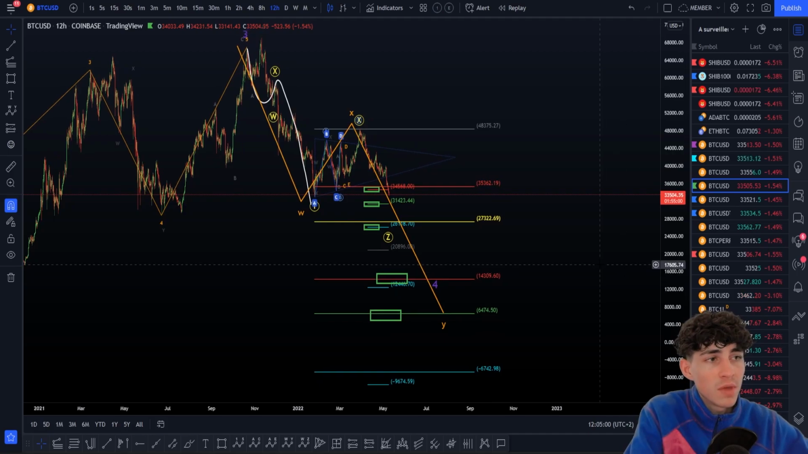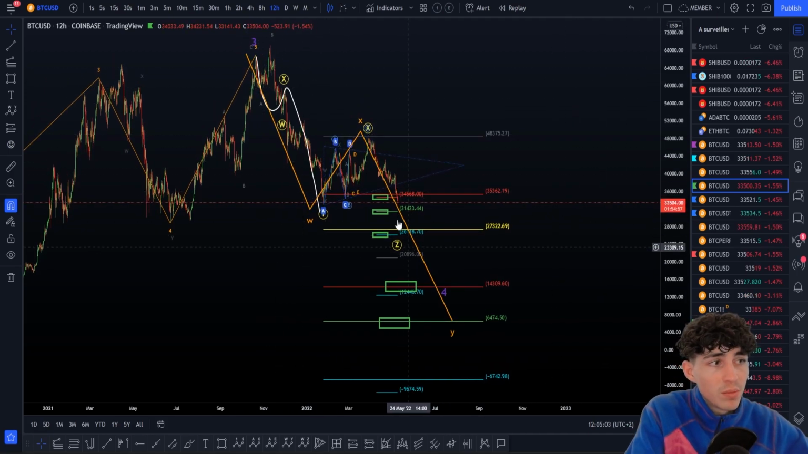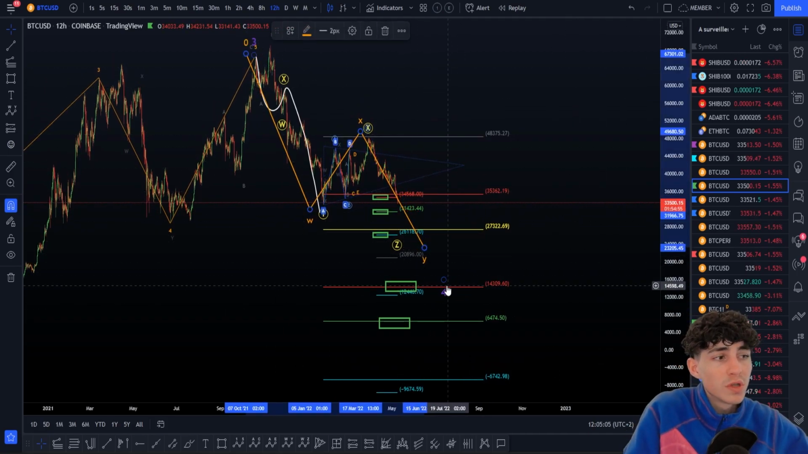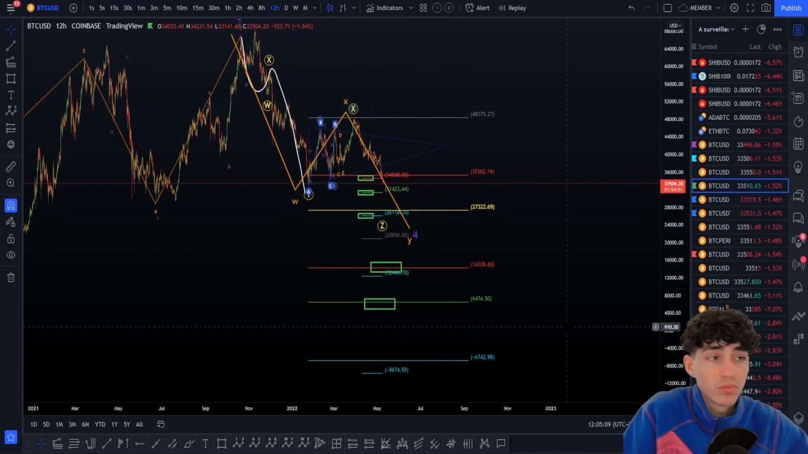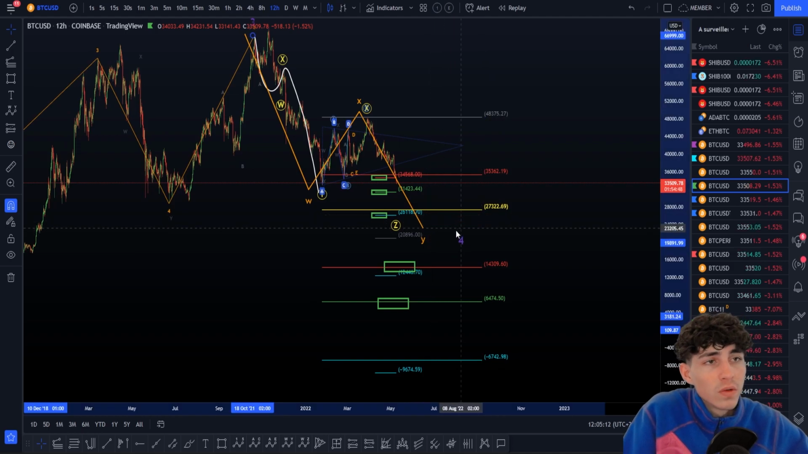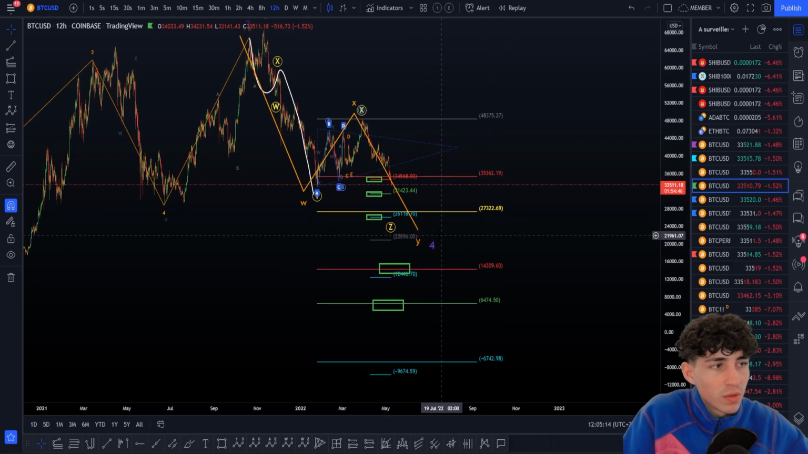Now, which one is my main scenario? This is a possibility, but because we should be in a wave 4 normally, this will make a bit more sense. Now if we have to accept we were in a wave 2, we could just put a wave 2 here, okay. But now it looks a bit more logical normally with a wave count to be in a wave 4, okay.